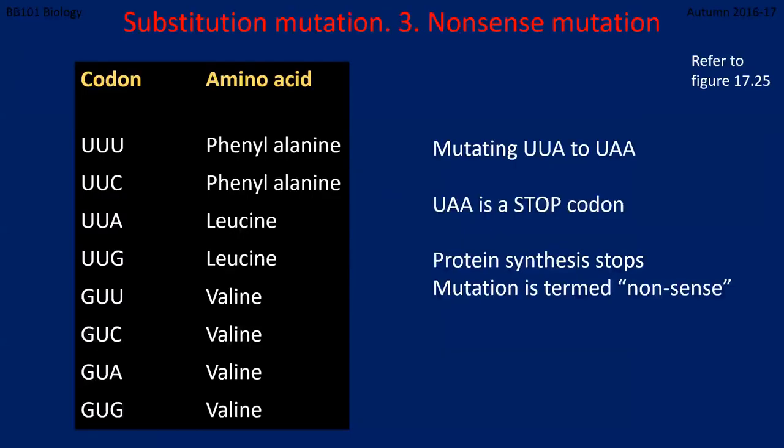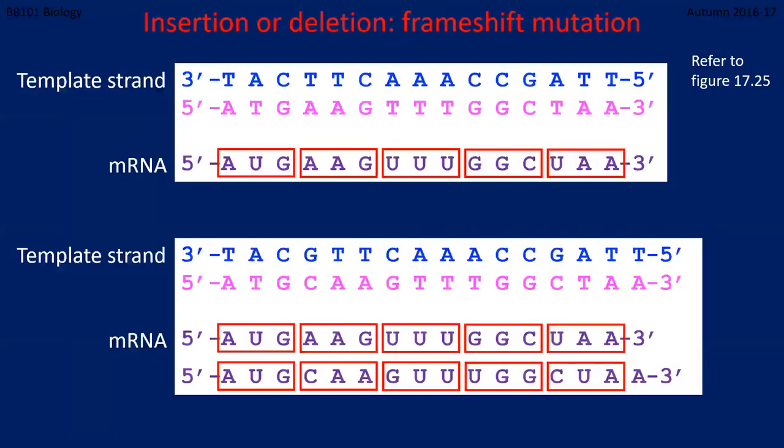Then you have the nonsense mutation. The nonsense mutation is where protein synthesis stops, and that mutation is termed nonsense. UUA and then UAA: UAA is the stop codon. So this particular mutation, UUA, that is for leucine, and now if it is mutated to UAA, then it will have the stop codon and stop in between. So this is called the nonsense mutation. And now I think I will just stop here, and I can take the questions.